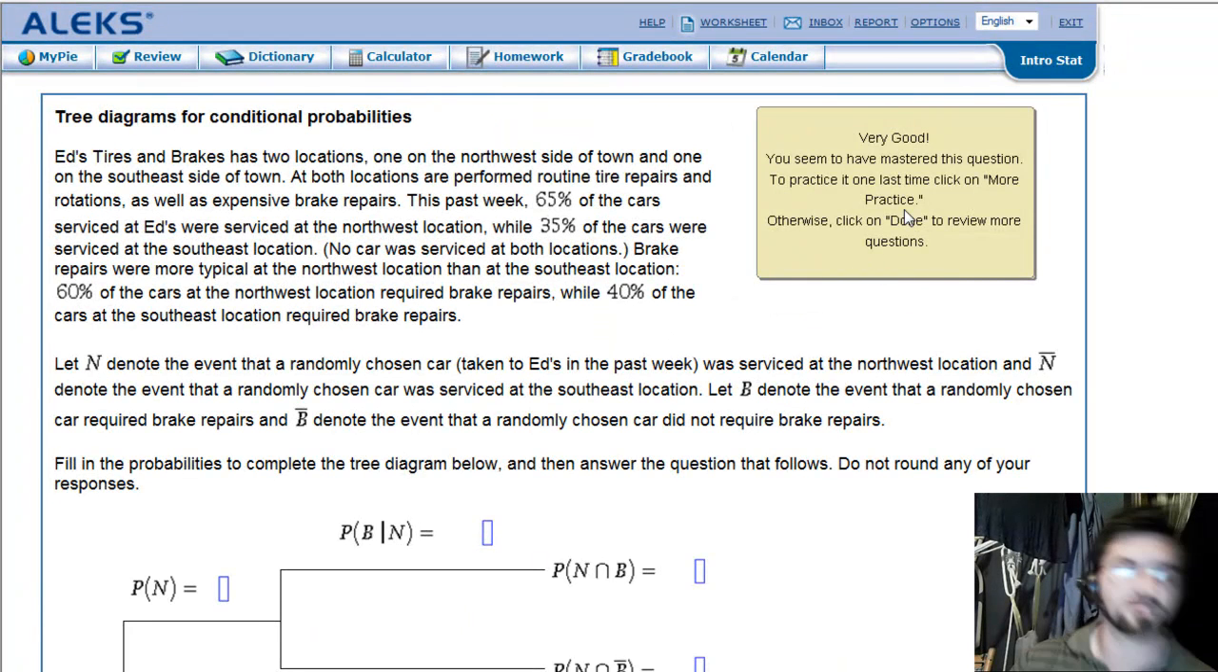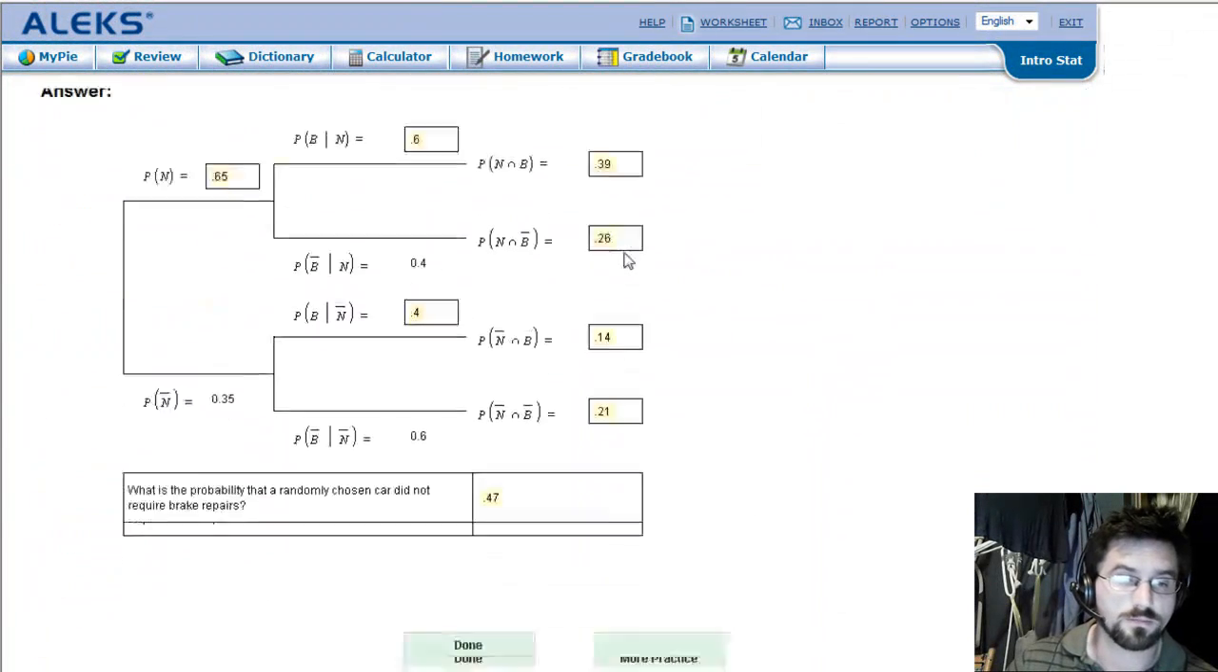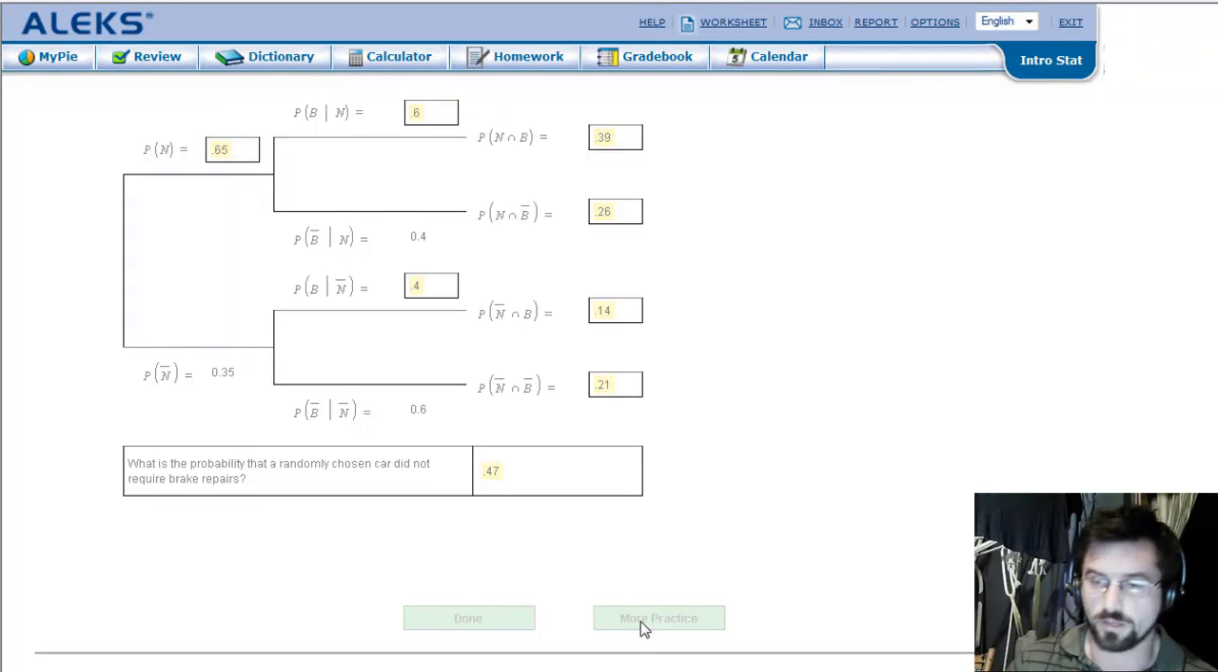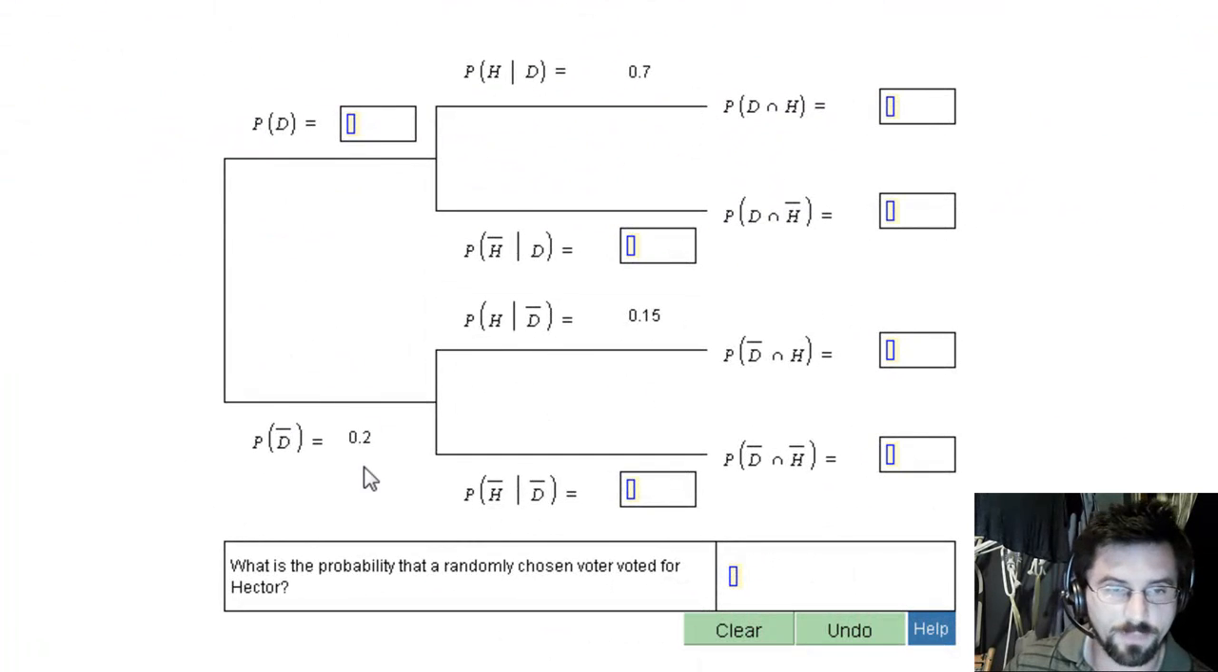And it says I've mastered it, but I can practice it again if I want. And for your sake, I'll do it one more time. So here we go. Here's the problem. You got a 0.2 there, which means you must have a what there? 0.8. Very good. You got a 0.7 there, which means you must have a what here? 0.3. If you got that, good job. You got a 0.15 here, so you must have a 0.85 there. Now we begin multiplying.